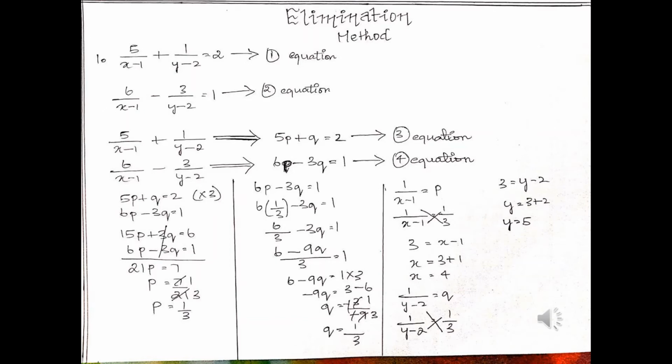Take the equation. Here we have to eliminate one number. For that, we have to multiply the whole equation with same number. So I have multiplied the first equation with 3. Then I got 15p plus 3q is equal to 2.